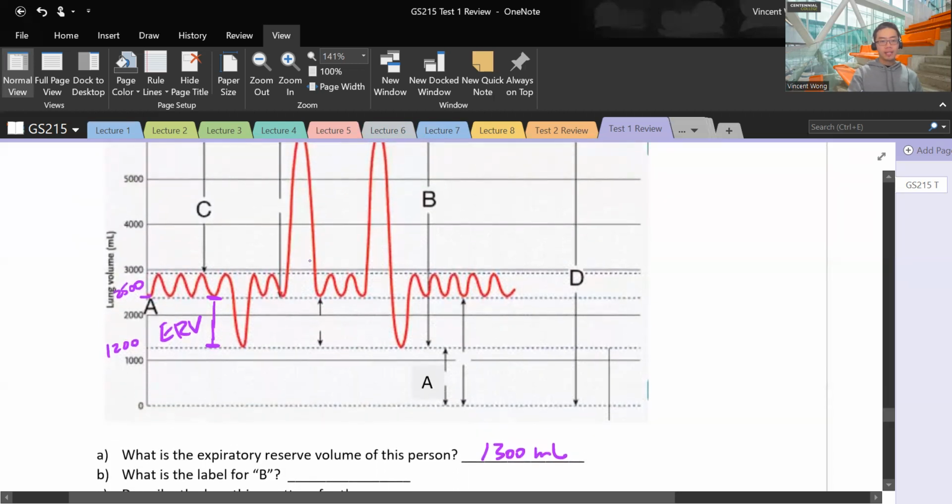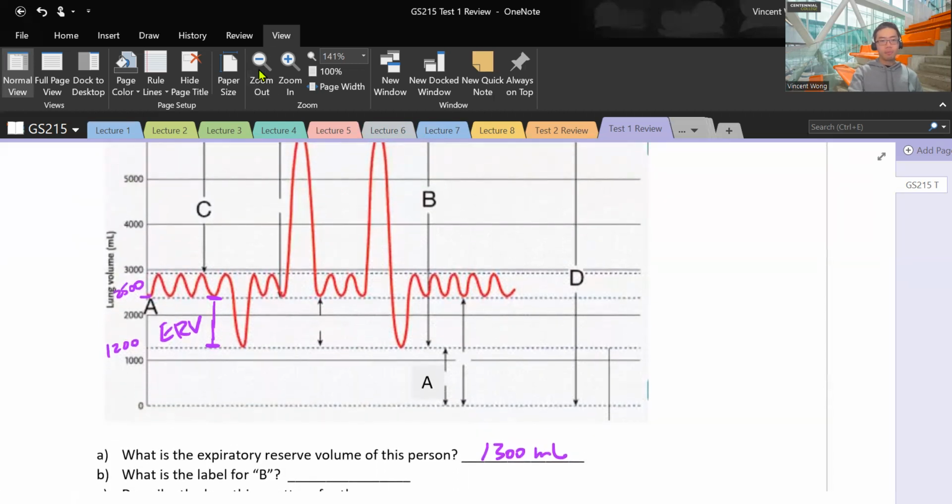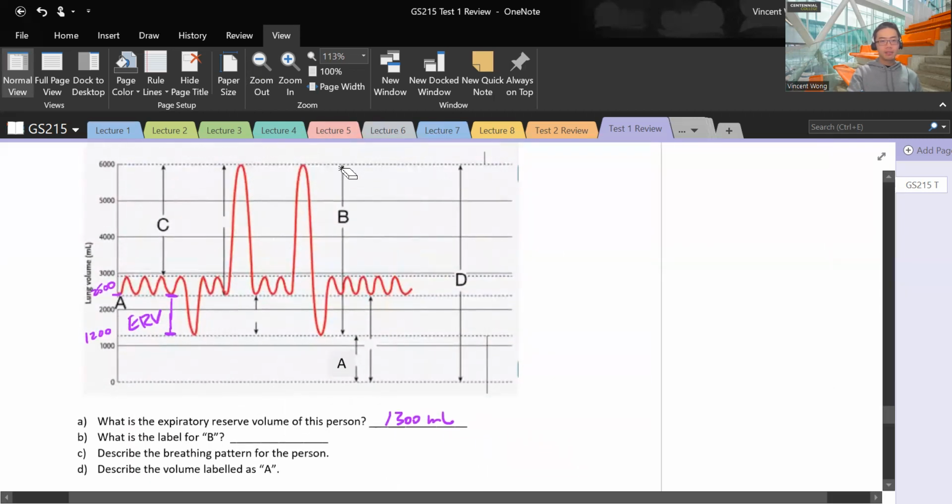What is the label for B? B is from here to here, right? So it represents the total volume of air that you can move in and out of your system. That would be vital capacity.